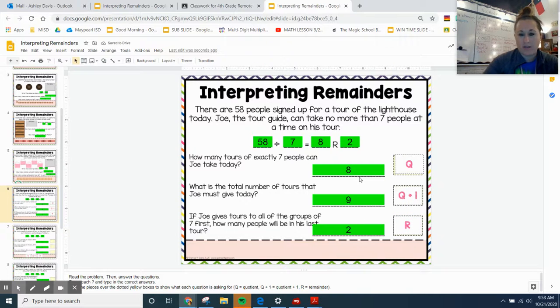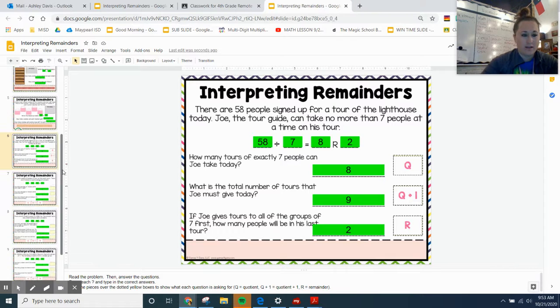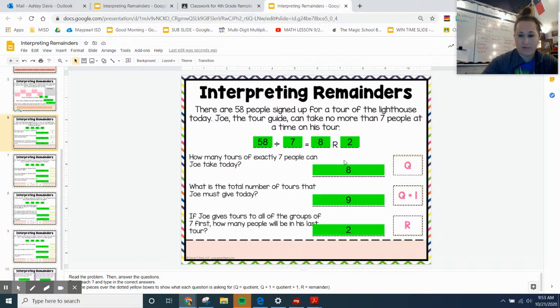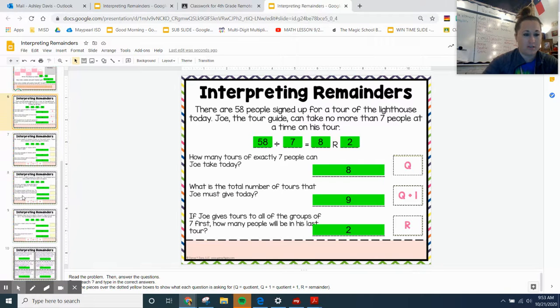So make sure you're typing in all the boxes, okay, and matching the card with what part of the answer you used. Did you just use the quotient? Did you do the quotient plus 1? Or did you just use the remainder? Okay, that's how these next few are going to be. They're going to be the exact same as what we just did. And again, there's directions here at the bottom if you forget what exactly to do on these slides.